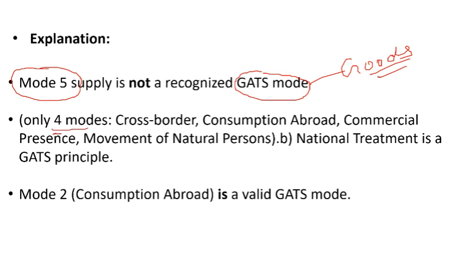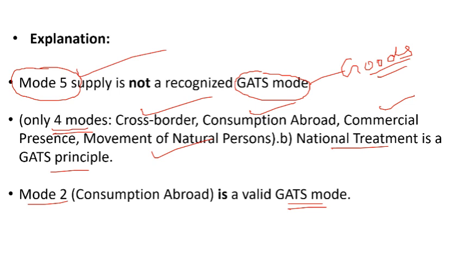Only four modes are connected with the GATS. What are those four modes? Cross border, consumption abroad, commercial presence, movement of natural persons, right? Along with that, national treatment is also a GATS principle. Mode 2 is also a valid GATS mode. Only mode 5 is not related to the GATS because it is governing trade in goods. And GATS is related to services. Understanding? That is why the right answer was option C, which is not related to the GATS.